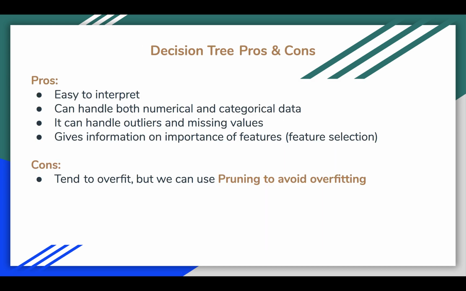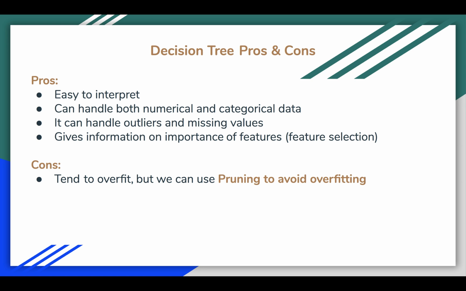Now I will briefly mention the advantages and disadvantages of decision tree. So the advantages are that it is easy to interpret and can handle both numerical and categorical data. And it can handle outliers and missing values. It gives information on the importance of features. But it tends to overfit.